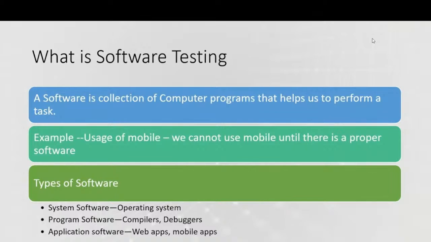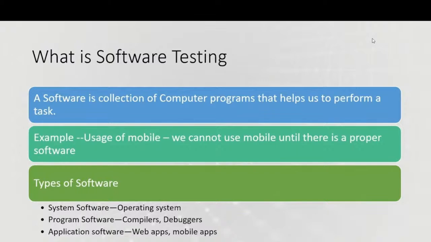If you don't have a proper software, what happens? You cannot access that particular software or any other profile, right? We cannot use a mobile until there's a proper software. If you don't put a proper software, it will not act according to how we are expecting. So that is called a software. Software is a collection of computer programs that help us to perform a task. What is the task we are trying to perform? We are trying to access the Instagram profile, so that is a task.